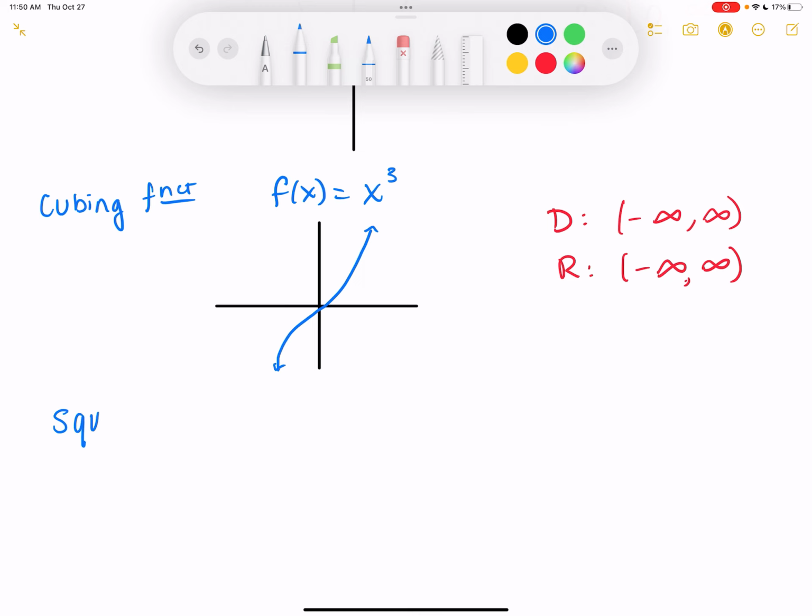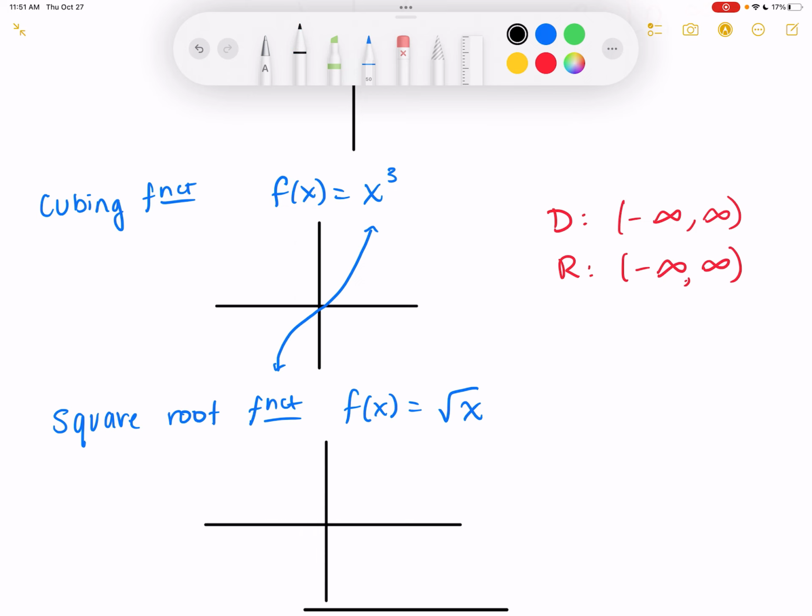Square root function, f of x equals the square root of x. Looks like this. Domain from closed interval 0 to infinity. Range is also 0 to infinity.